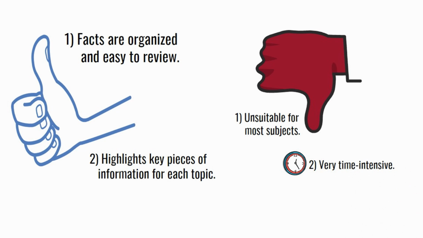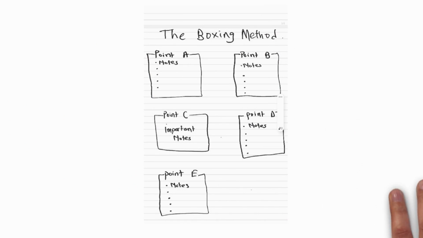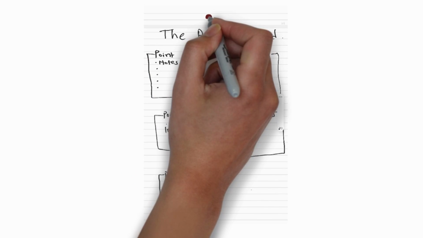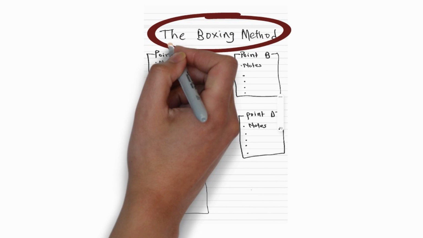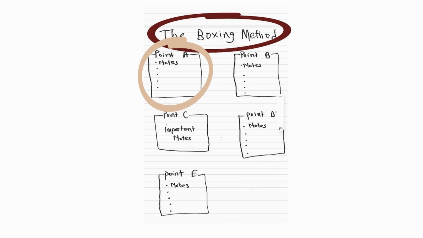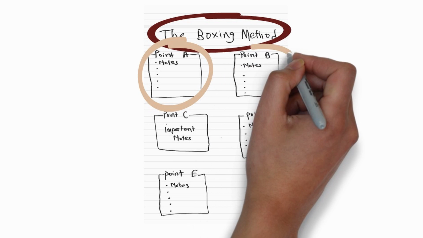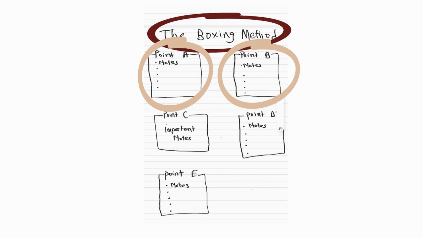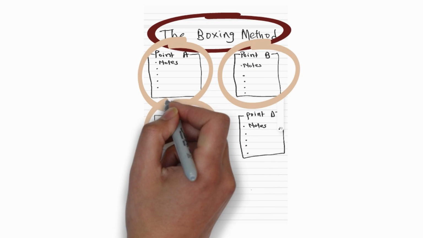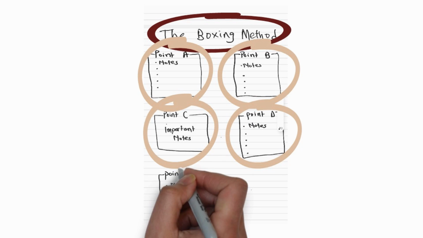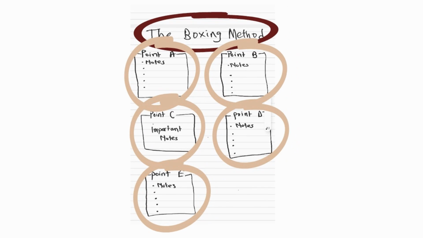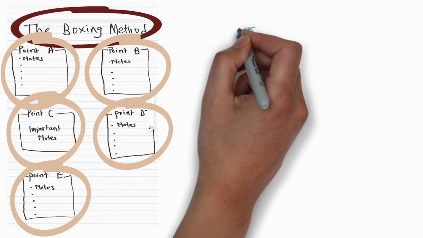The fifth method is the boxing method. The boxing method requires you to take down notes into boxes just as the name implies. Each page of your notes is filled with several boxes. Inside the boxes are interrelated ideas. The boxes can be divided by topics or subtopics as you choose. The advantage of this note-taking method is that it's simple and visually very appealing.